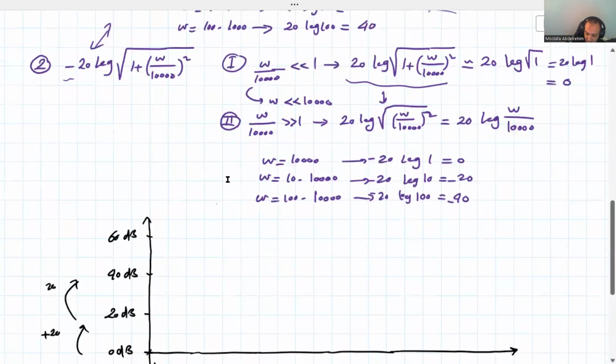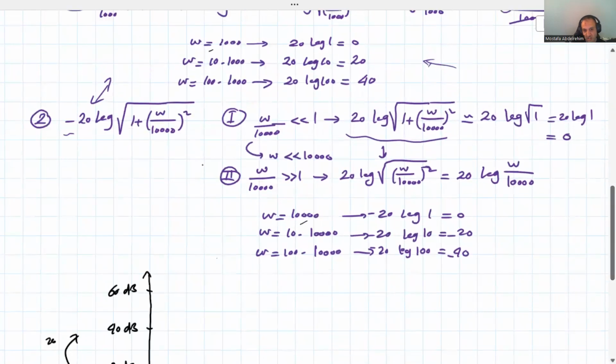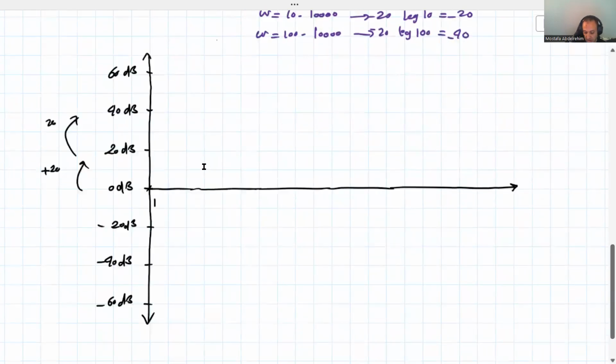Here omega C is either 10,000 or 1,000. So it's easy to use the ones, multiples of ones. Okay. So 1, 10, 100, 1,000, 10,000, 10 to the power of 5, 10 to the power of 6. This is omega.